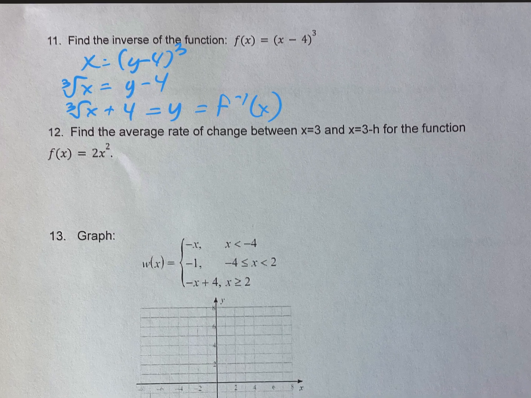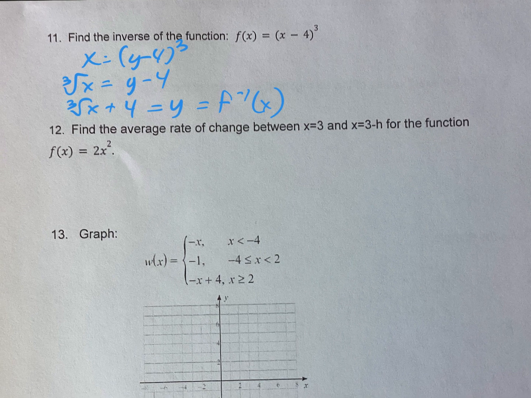All right, number 12, find the average rate of change. Been a while for this one. Rate of change, remember, is just slope. So I'm really going to do y2 minus y1 over x2 minus x1. And by the way, here's my x's. So my denominator, my x2 is going to be 3 minus h. My x1 is going to be 3.